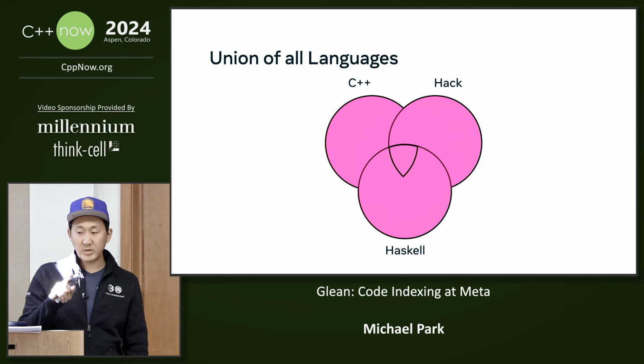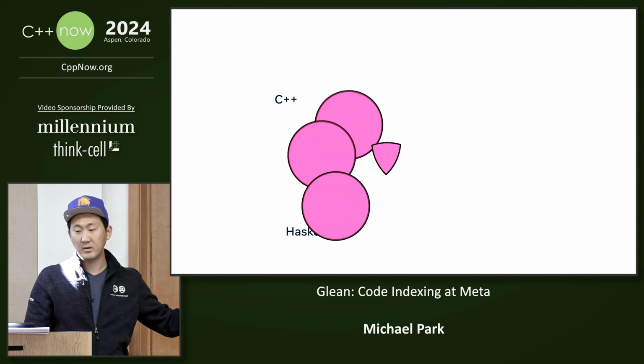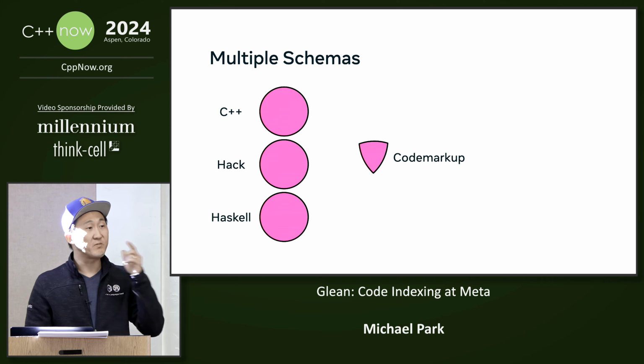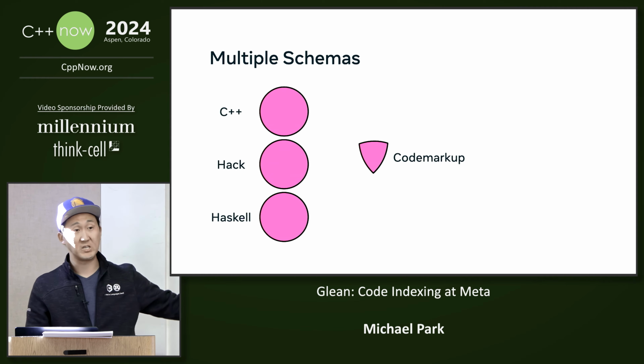So what we do in Glean is split this up into multiple schemas. We're going to have a schema for C++, a schema for Hack, and a schema for Haskell.